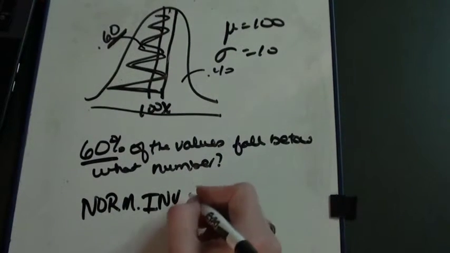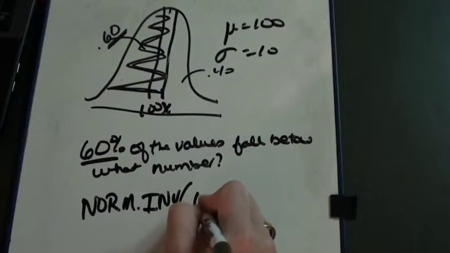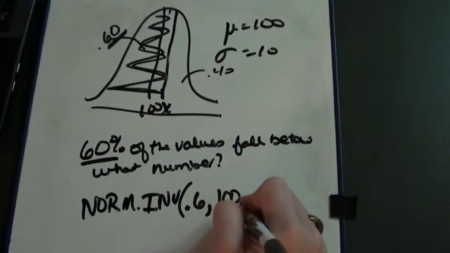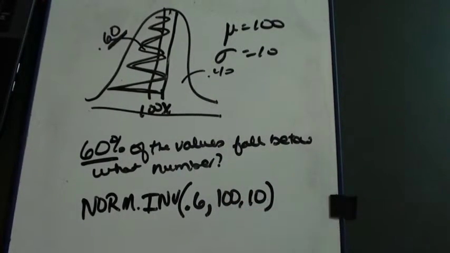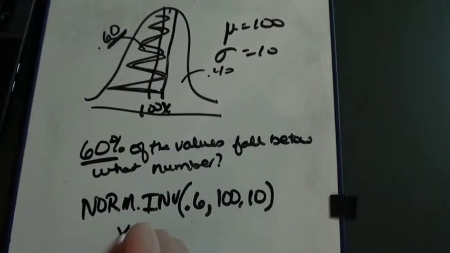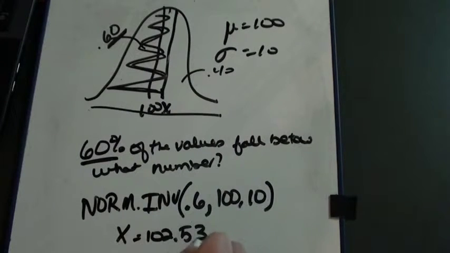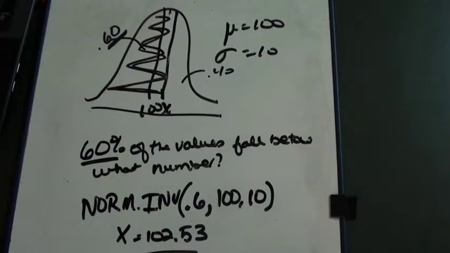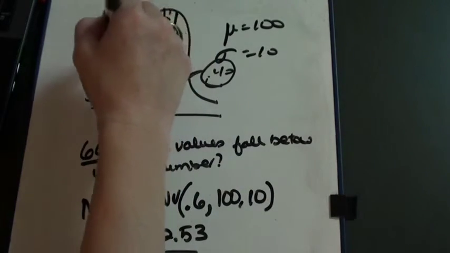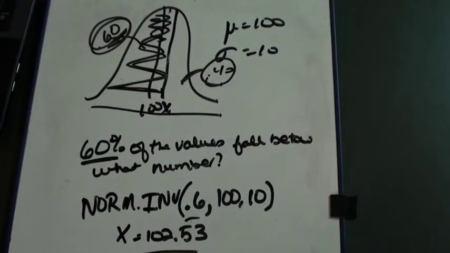So you'll do normal inverse, open parentheses, and then you'll put the probability, the less than probability in here, comma, and then your mean, and then your standard deviation. Okay, so if I was to put that into the computer, I would get an x value of 102.53. So we know that 60% of the values are less than 102.53. And again, if it gave you the greater than probability to begin with, then you just want to be sure you plugged in the less than probability into the formula or into the function when you type it into Excel.